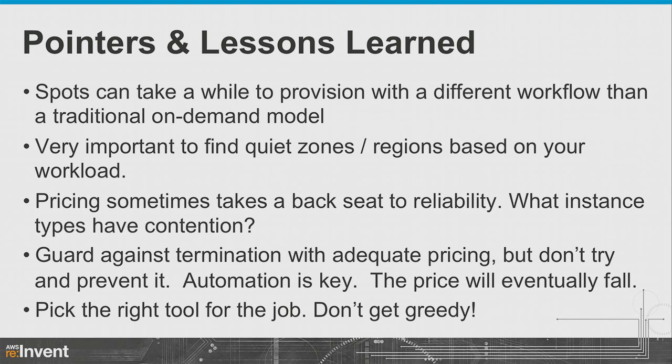One of the things that you need to do is guard against termination with adequate pricing. Don't put in 15 cents for something that has a 12-cent bid price, because it's probably going to get terminated very quickly. But at the same time, don't try and prevent it. Allow failures to happen. Engineer around the failures. Understand how you can automate your system so it automatically comes back up and it's as though nothing ever changed. Because the prices are eventually going to come down at some point. They may skyrocket back up an hour later, but they will fall. They usually always fall.